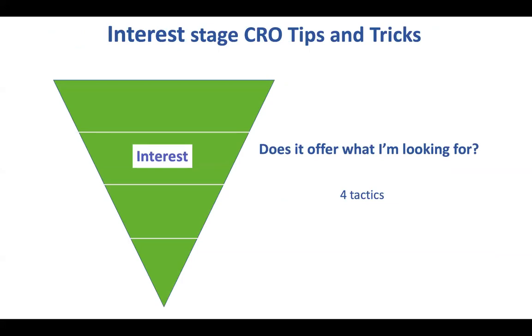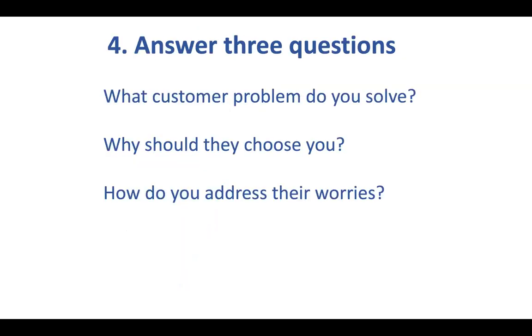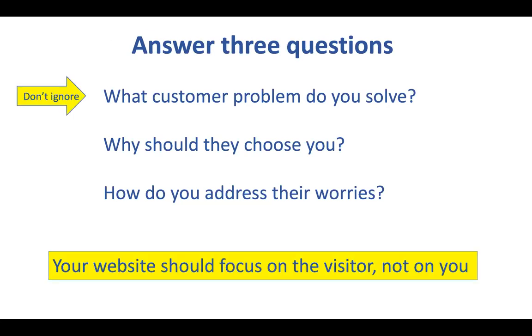This is where the person will be looking at your product pages, your service pages, possibly some of your experience or things like that. And we want them to think good things about you. How might you make it more persuasive? Your website should answer 3 questions. First one is, what customer problem do you solve? The next one is, why should they choose you? And the third one is, how do you address their worries? So your website should answer these in its content.